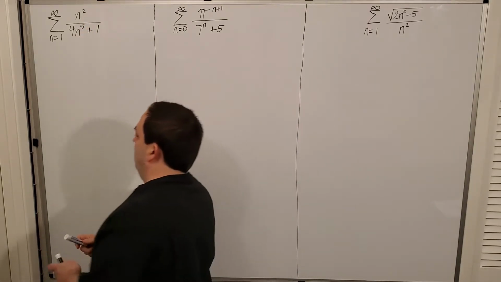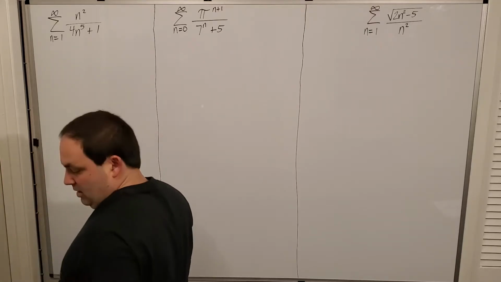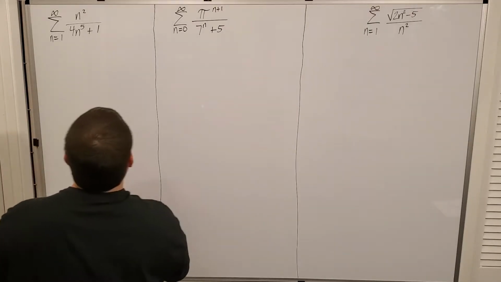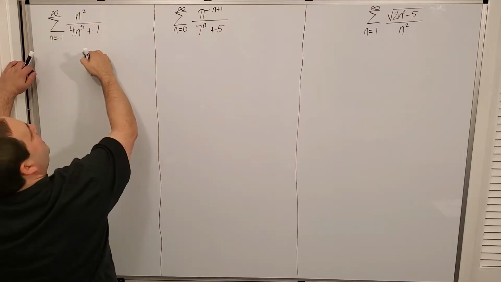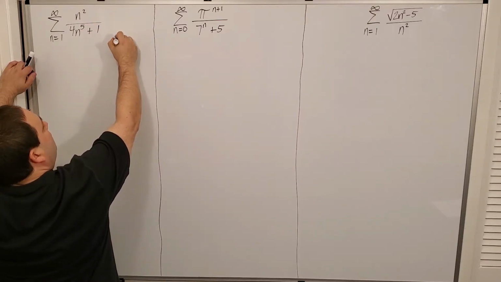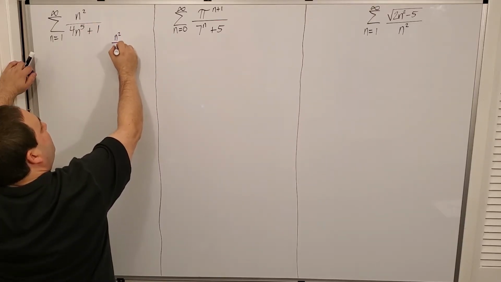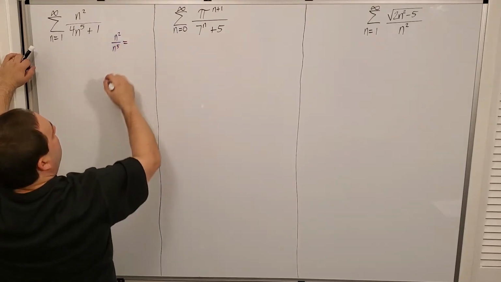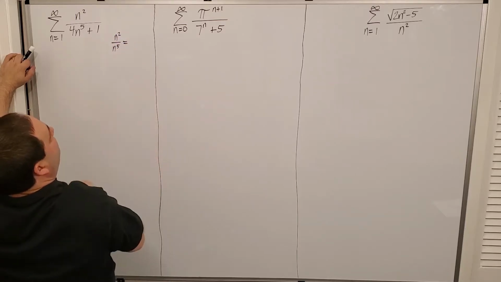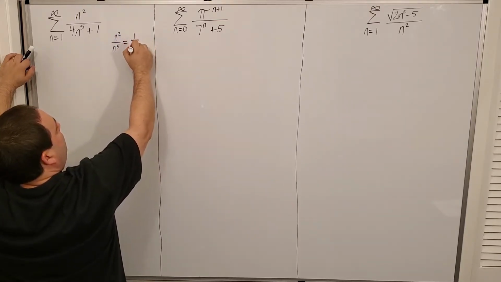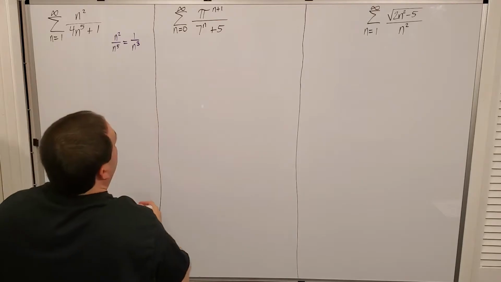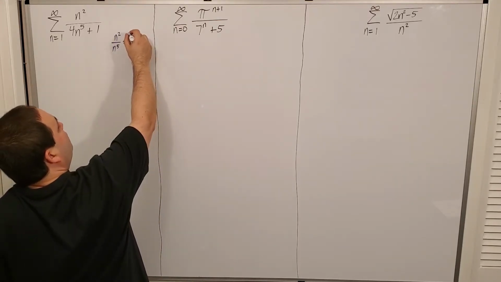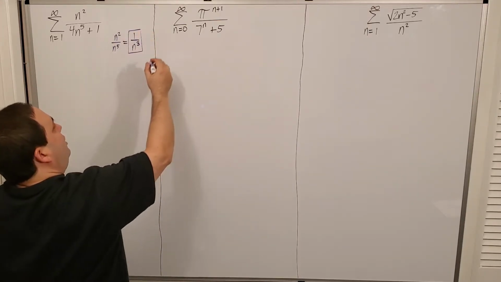So, for example, I'm going to be sort of focusing on the fact that this is kind of like n squared over n to the 5th, okay? And then n squared over n to the 5th reduces to 1 over n cubed. So the one I'm going to want to compare it to is 1 over n cubed.